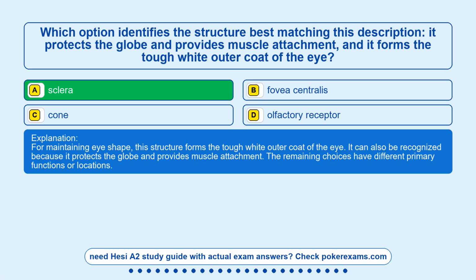For maintaining eye shape, this structure forms the tough white outer coat of the eye. It can also be recognized because it protects the globe and provides muscle attachment. The remaining choices have different primary functions or locations.